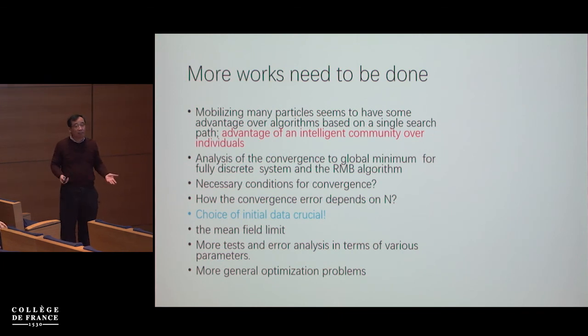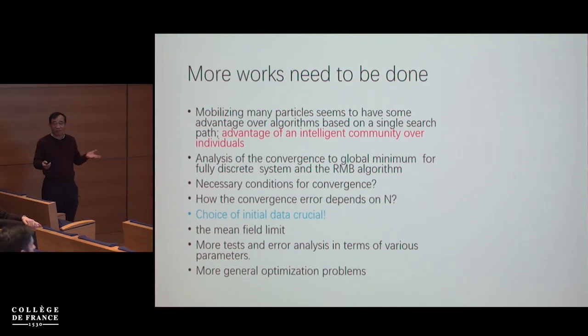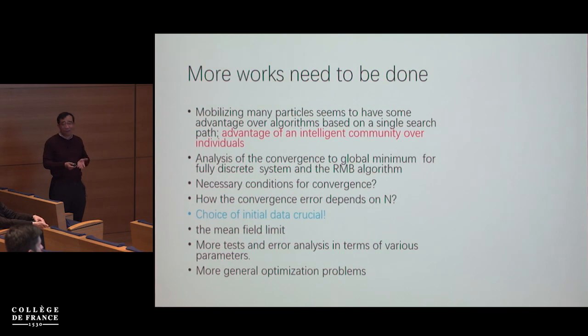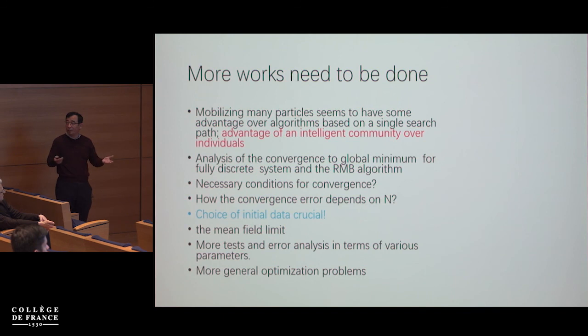I think it has the advantage of an intelligent community over individuals. If you do gradient descent, you have just individuals looking around, and it takes a long time. Same for simulated annealing. But here we have a community. We mobilize the community and organize it in some intelligent way, which allows you to achieve your goal in a more efficient, faster way.